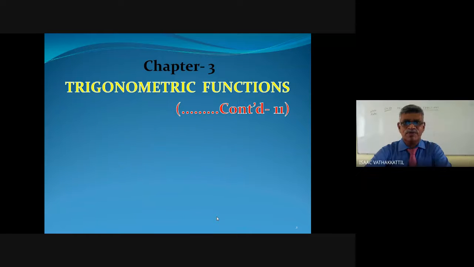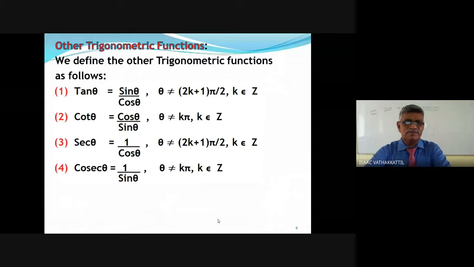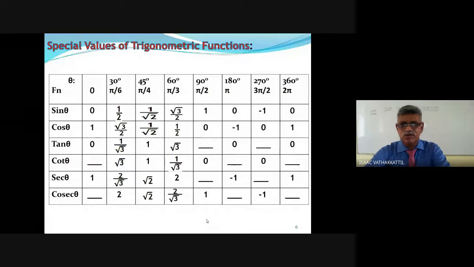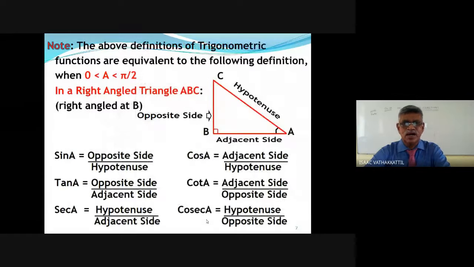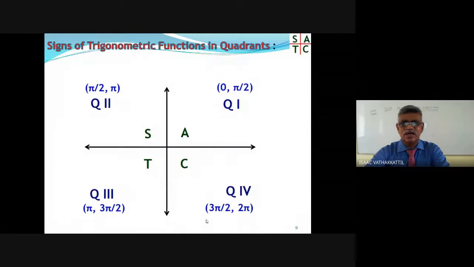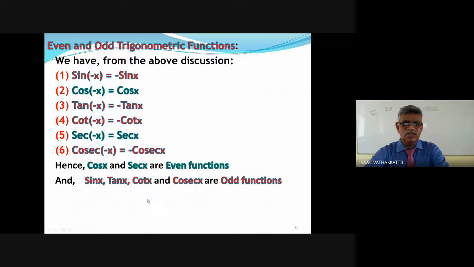Thank you. So we have the 11th day of trigonometric functions. We know the domain, range, and zeros of trigonometric functions. We know the special values, and the identities. We know the quadrants, 1, 2, 3, 4, where the trigonometric functions are positive. Sin of minus theta is minus sin theta, and we know all of it. Cos and sec are even functions. The rest are odd functions.